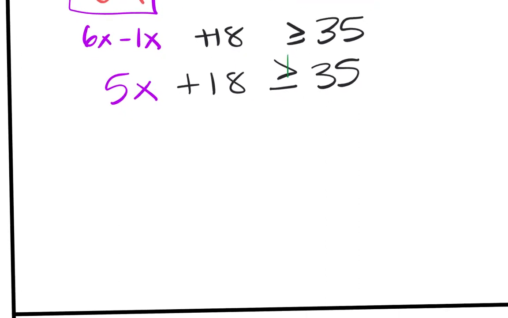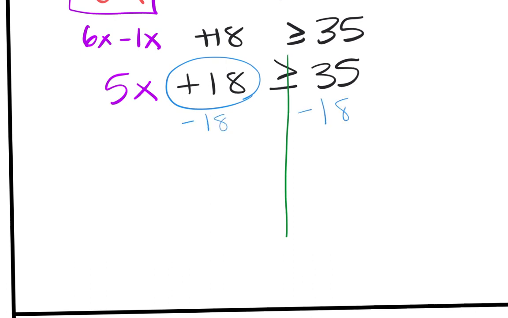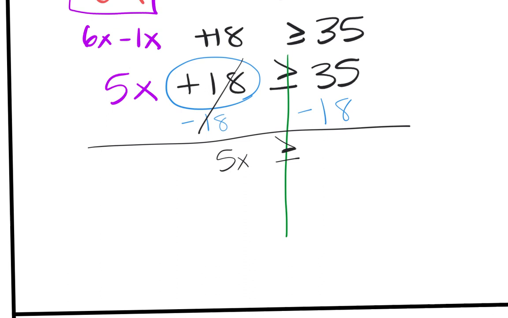Then I'm going to draw a line through my symbol. We're going to circle the constant, which is plus 18. The opposite of plus 18 is minus 18. What I do on one side, I have to do on the other side. The 18s go away. I still have 5x on the left is greater than or equal to 35 minus 18 is 17.